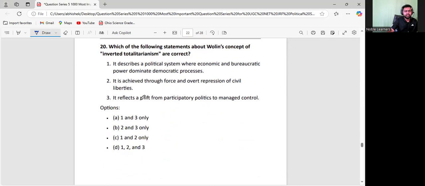Okay, this is a really, really important question. And I think if they are going to focus on Wolin nowadays, this question is going to be there. So let us understand this question. Here they are talking about inverted totalitarianism. This is a very important concept that we need to understand. It describes a political system where economic and bureaucratic power dominate the democratic process. Things have been inverted. I hope you understand.